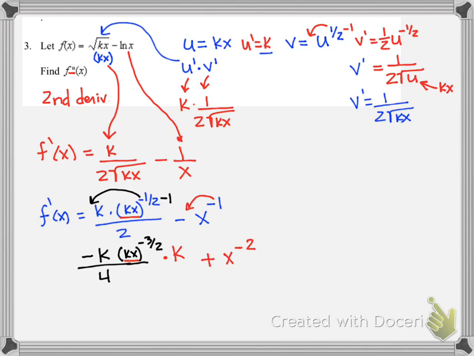Now we'll rewrite this into a form more like what we started with. This is equal to negative k squared all over 4 times the square root of kx to the 3rd power in the denominator plus 1 over x squared.